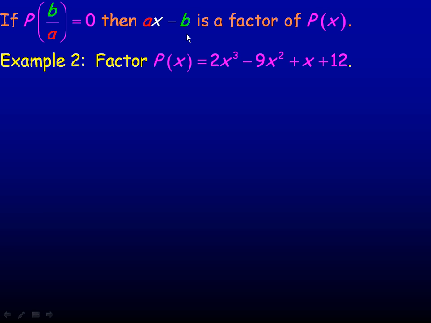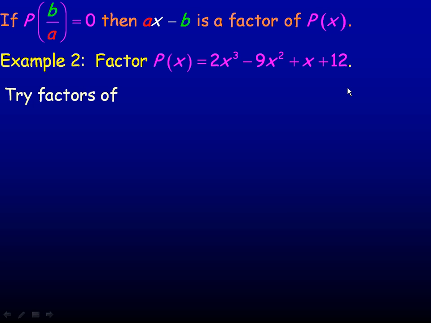If we were to do this division for ax minus b, then ax minus b cannot equal 0. If we solve for x, ax is not allowed to equal b, and so dividing the a out, we get x cannot equal b over a. So if ax minus b is the factor we're referring to, then that's why we're trying b over a in the polynomial. So, on to the example.